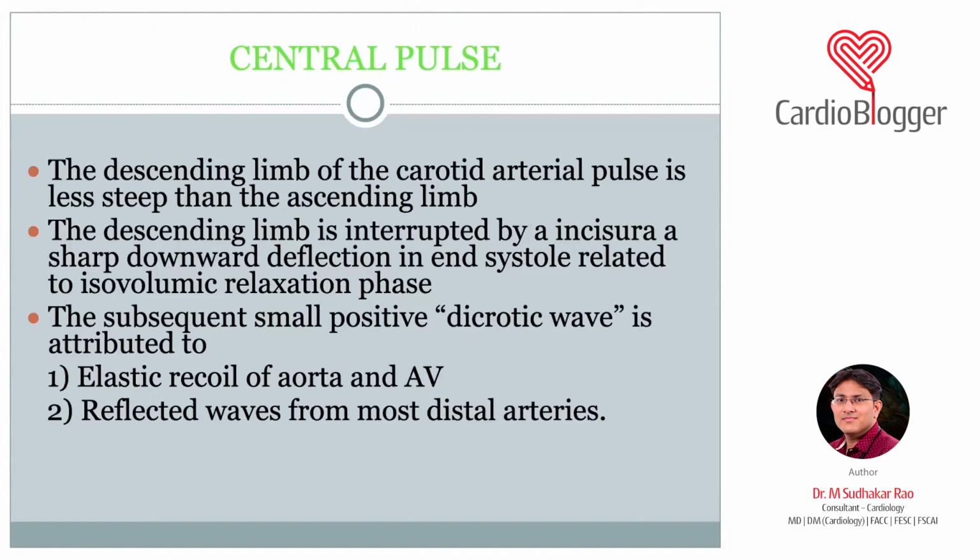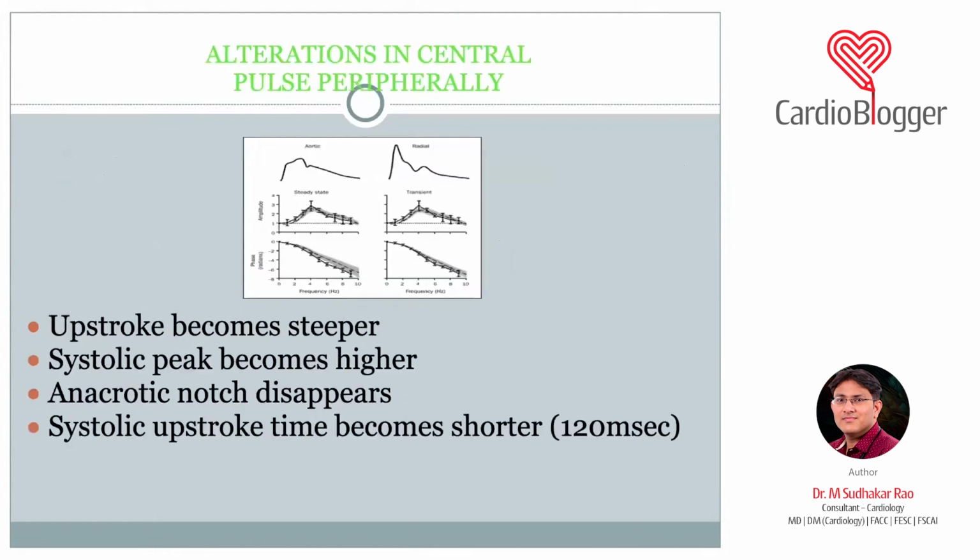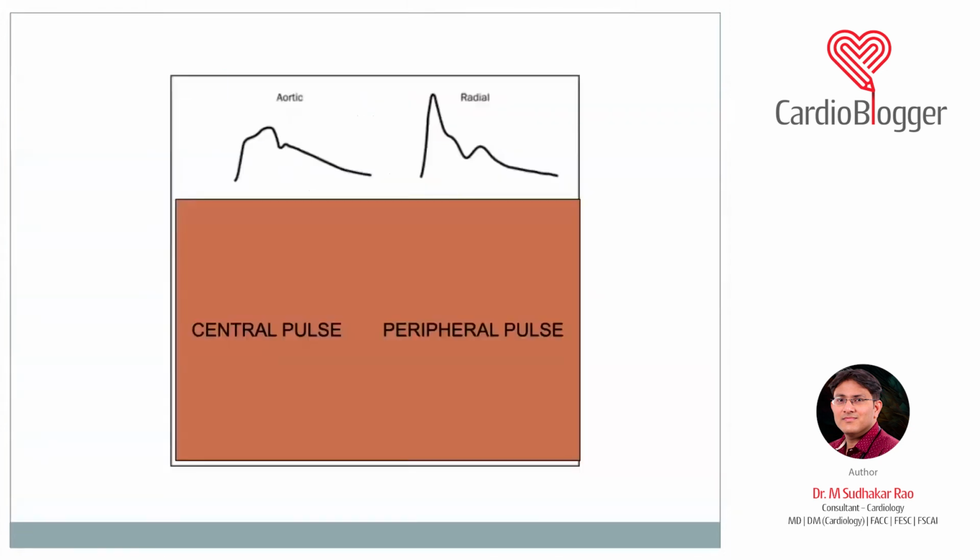So this is important. Now, how is it different from the peripheral pulses like the radial and the brachial? In the peripheral arteries like the radial and the brachial, the upstroke becomes steeper. It is much steeper and the amplitude is also very high. The systolic peak becomes much higher. The anacrotic notch disappears in the peripheral arteries and the systolic upstroke time becomes shorter. As I already told you, because it is steeper, the time becomes shorter than in the central arteries.